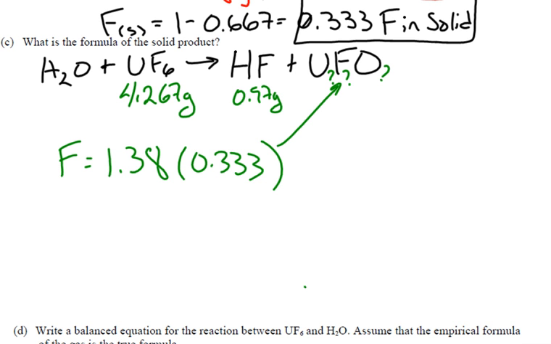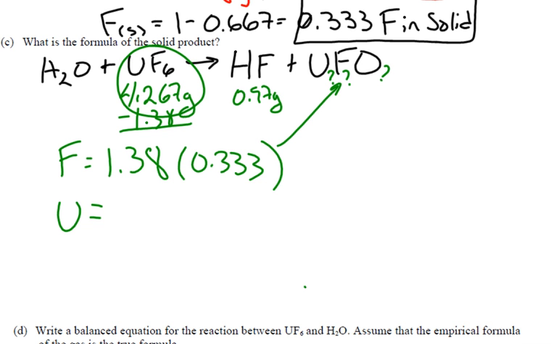Right? Because the other 66% went into the gas. So we've got the fluorine. So let's get the next bit. What about the uranium? Where did the uranium have to come from? It had to come from this 4.267. So we can figure out how much uranium we had if we remember that the fluorine came from it. So this 1.38 is how much fluorine was present there. So if we subtract these two, it'll tell us how much uranium we originally had.